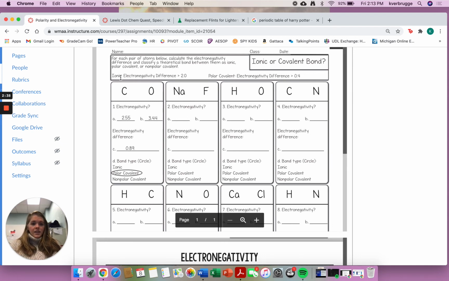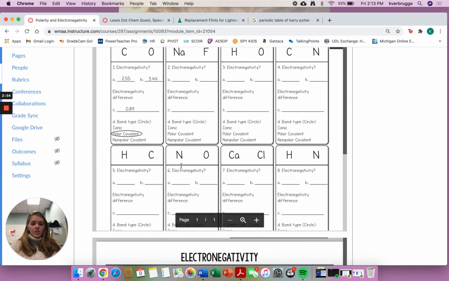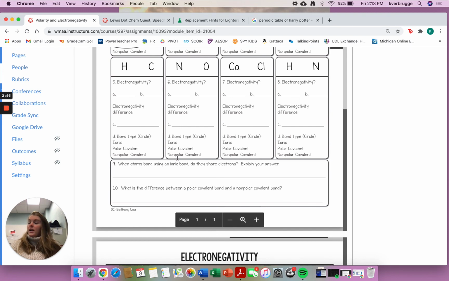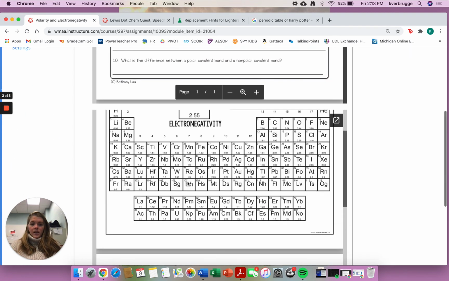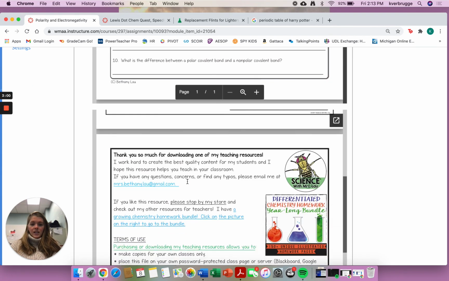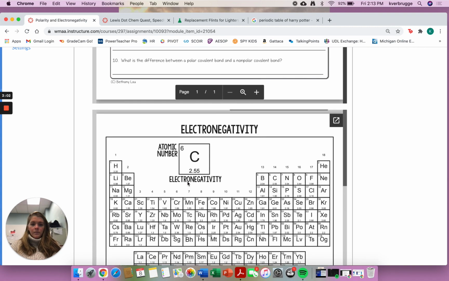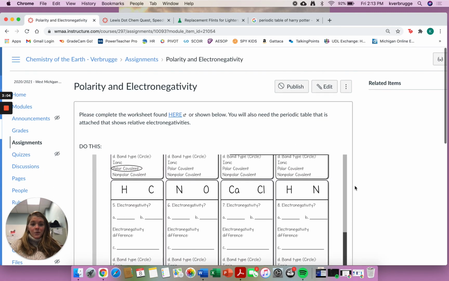Okay, so it says up top that if the electronegativity difference is greater than 2, it's an ionic bond, whereas if the electronegativity difference is closer to here, it's a covalent bond. Okay, so you're going to be circling which is which. The electronegativities of each of these are located in this electronegativity periodic table down here. If you have questions on this, please let me know. Otherwise, good luck.